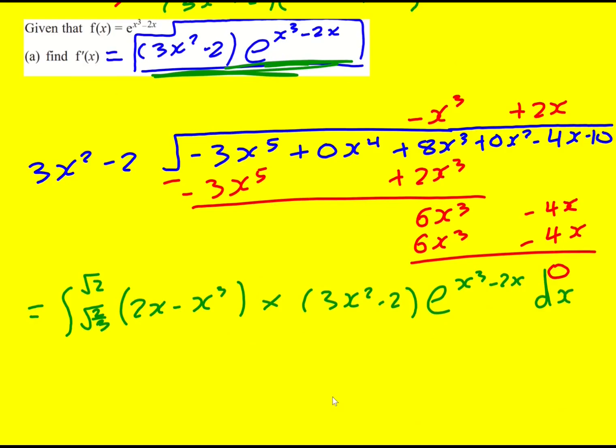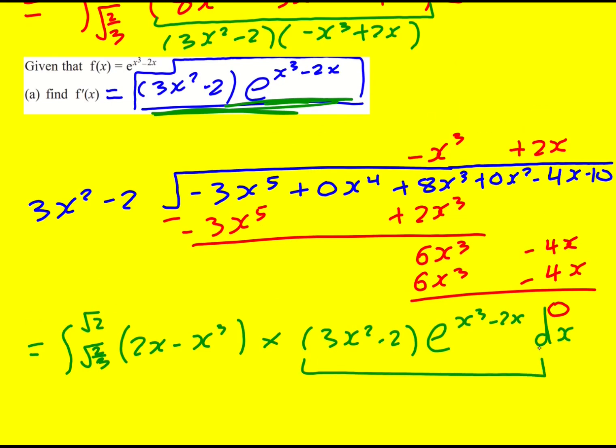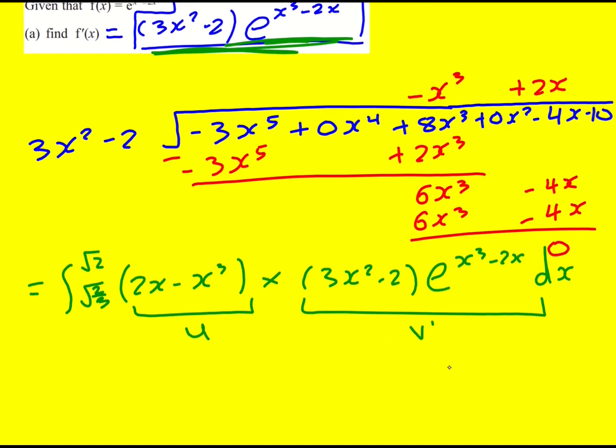Because I now know what the integral of this is. So this is going to be my v dash. Suddenly it's all coming together. This is going to be my u. So v is simply e to the x cubed minus 2x. Brilliant. u dash is then 2 minus 3x squared.